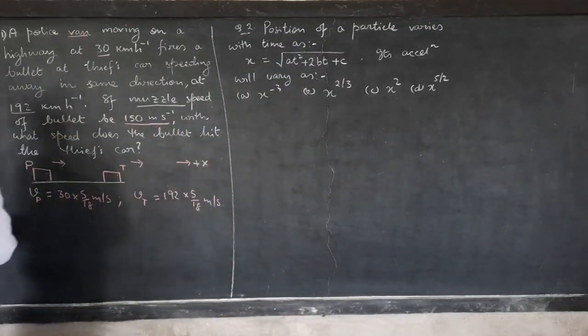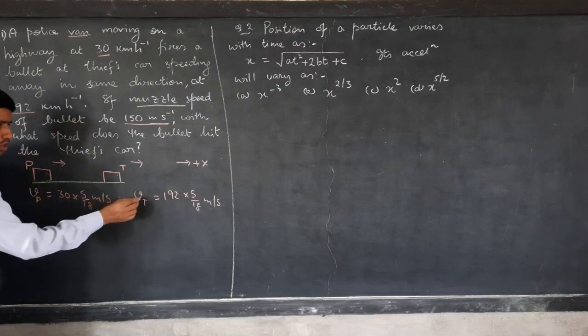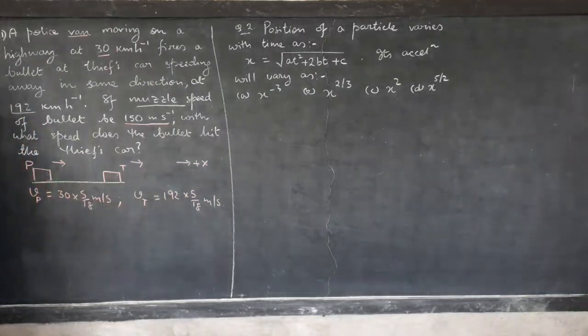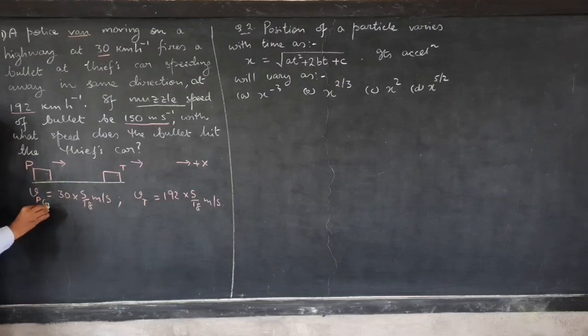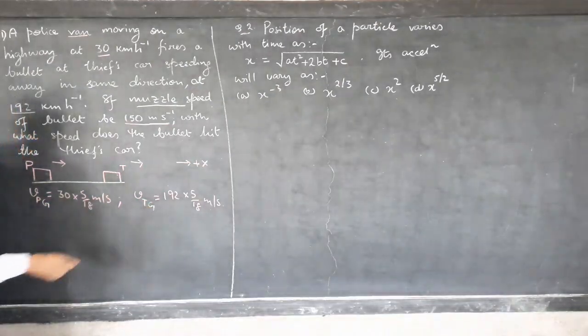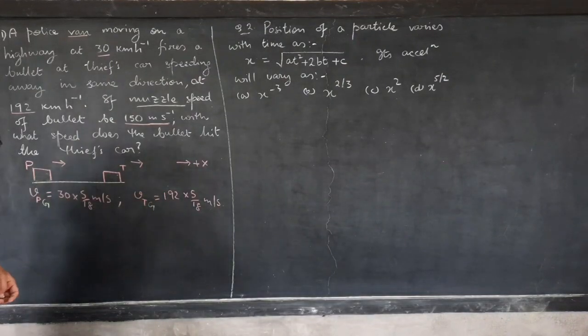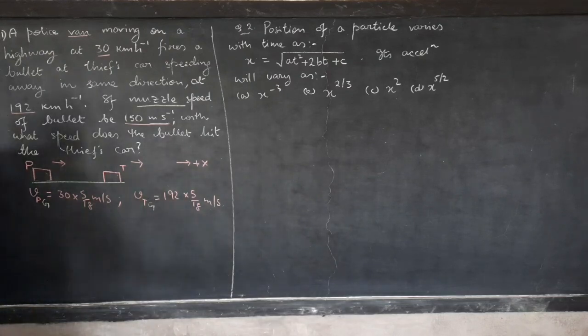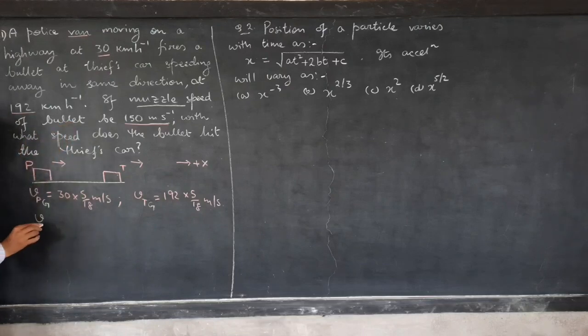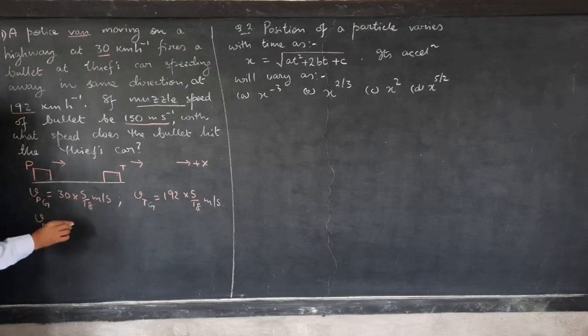So let us see. Now this velocity of the police van and this velocity of the thief, which we have indicated over here, are with respect to, say, the ground. Let me choose this reference. So the velocity of the police van with respect to ground and the velocity of the thief with respect to ground or the road is this much. Okay. Now, the velocity of the bullet with respect to the pistol is given as 150 meters per second.